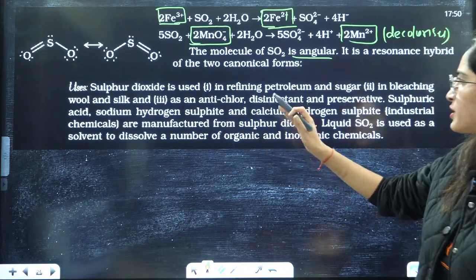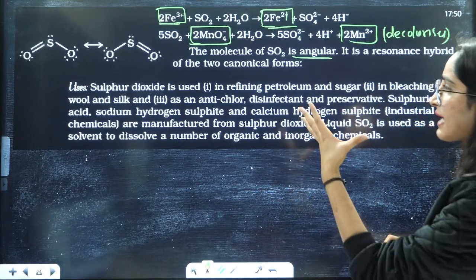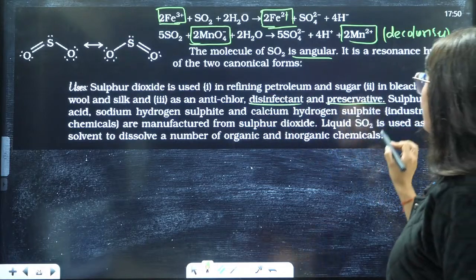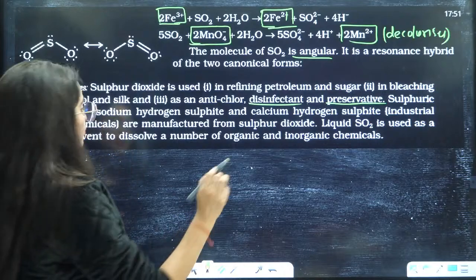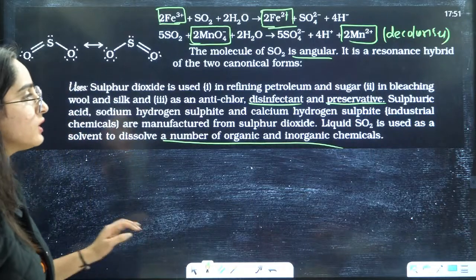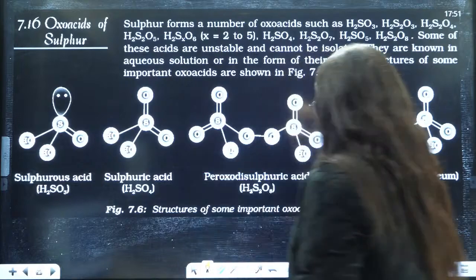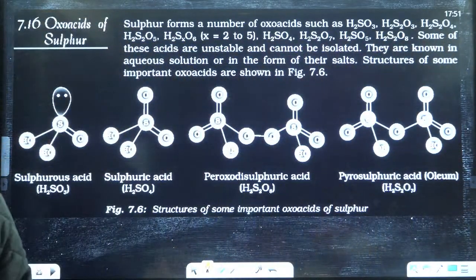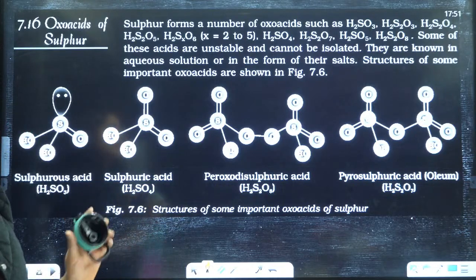These are the uses. It is used in refining petroleum and sugar, bleaching wool and silk, as an anti-chlor, disinfectant, and preservative. Liquid SO2 is used as a solvent to dissolve a number of organic and inorganic chemicals. Now let us see oxoacids, everybody. Tell me what can be important with oxoacids. Till now, I think even you have an idea.